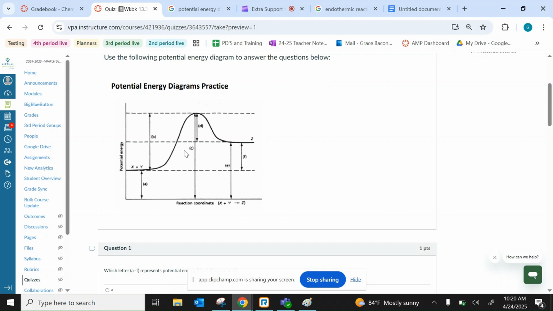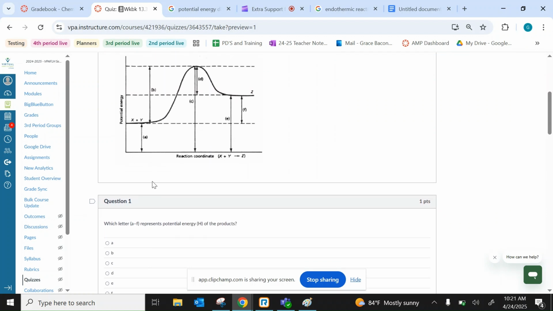So we ask ourselves, where is this energy coming from? How are we ending up with more energy than we started with? We have to put energy into this reaction. So this is an endothermic reaction. I know that because the energy of the products is higher than the energy of the reactants.